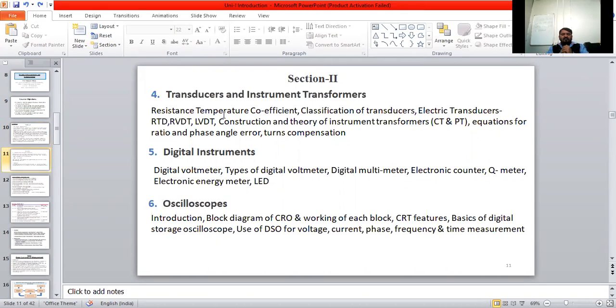So section 1 has the first units; the total units are 6, out of which 3 come under section 1. The 4th one comes under section 2. The 4th unit is transducers and instrument transformers. A transducer is the conversion of one form of energy to another form, almost like converting a physical quantity to an electrical quantity. So we are going to discuss transducers.